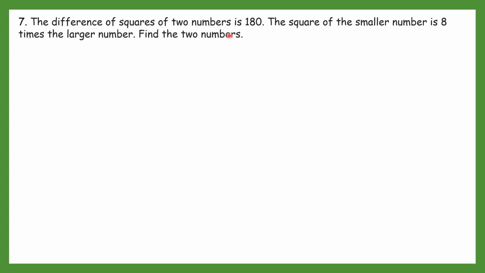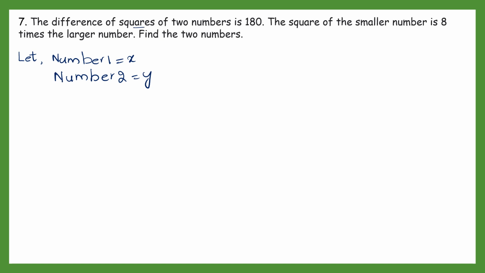The difference of squares of two numbers is 180. The square of smaller number is 8 times the larger number. Find the two numbers. So they are telling difference of squares of two numbers is 180. We don't know the two numbers first, so let us assume the two numbers first. Let number 1 is equal to x and the other number 2 is equal to y.